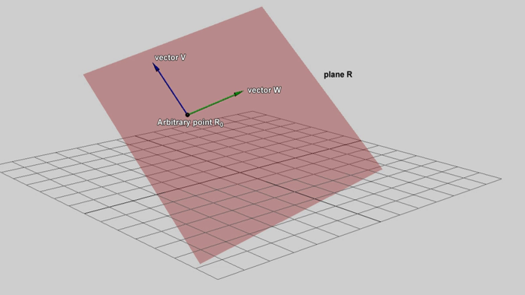Topic: Planes embedded in three-dimensional Euclidean space. This section is solely concerned with planes embedded in three dimensions, specifically, in R3.